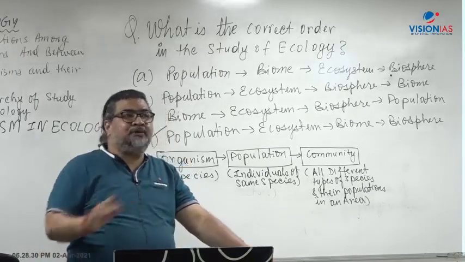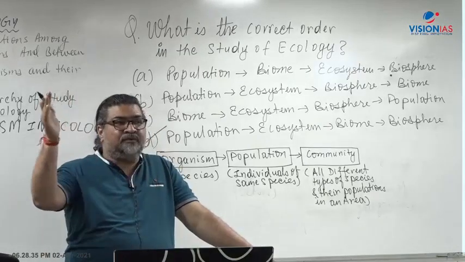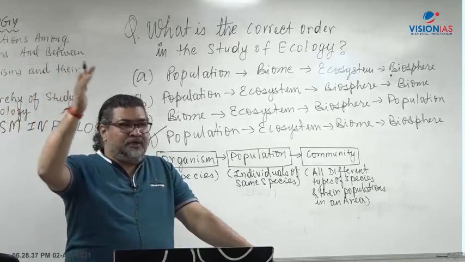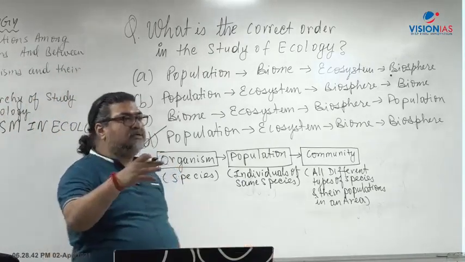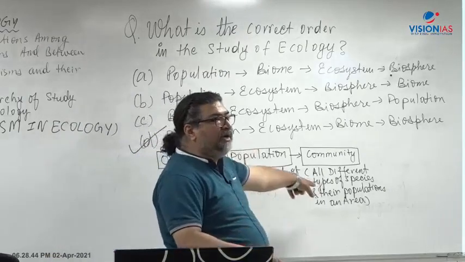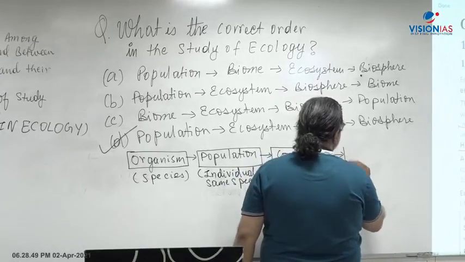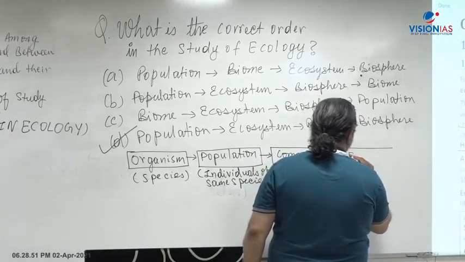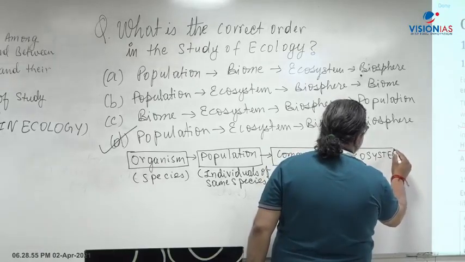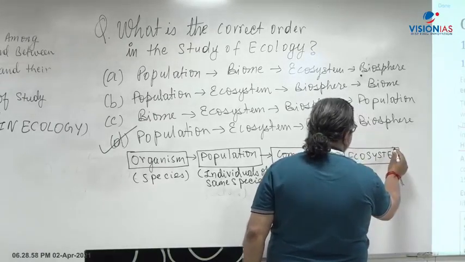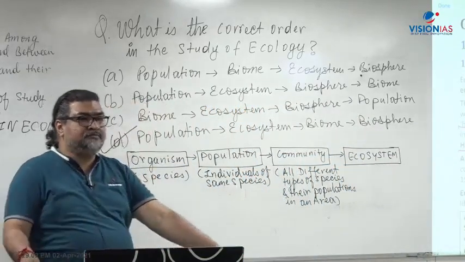When you say plant community, you refer to all types of plants, grasses, then bamboo, then sal, mango, neem, all different types of species there. And plant community and animal community make the biotic community. Now what comes next in the hierarchy is called the ecological system, or what we call an ecosystem.